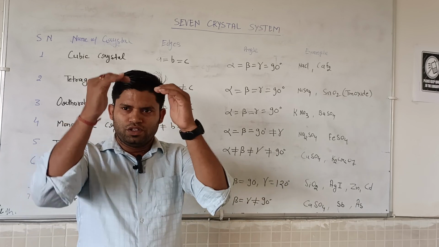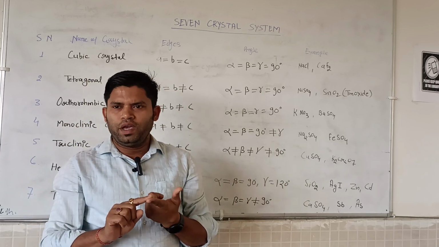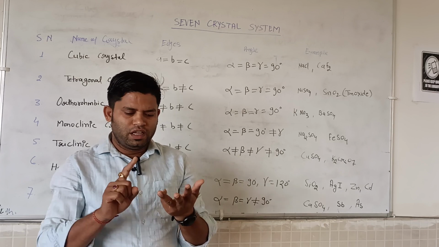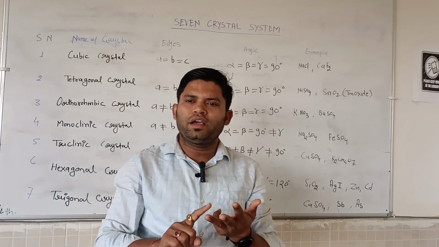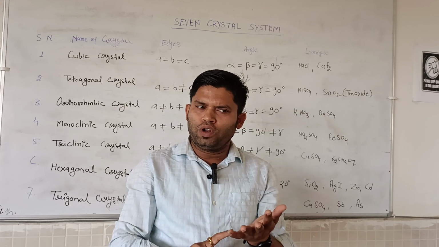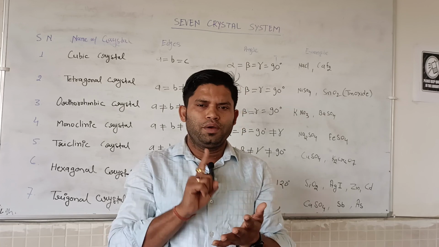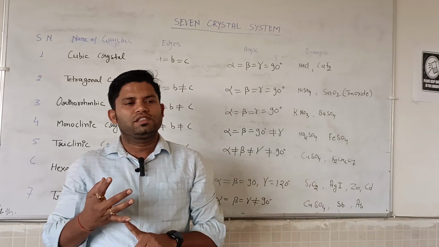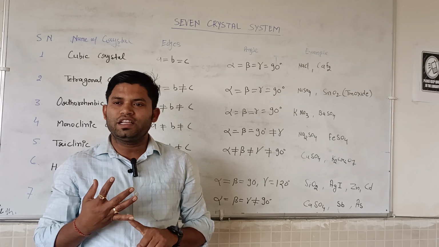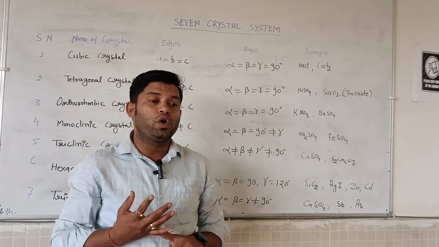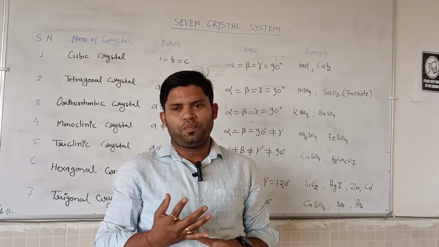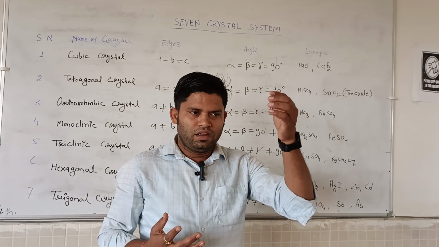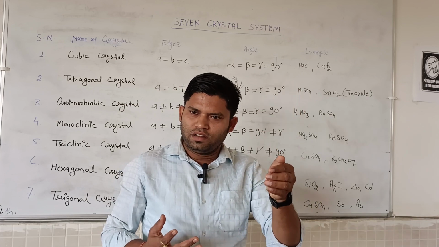Okay. Sequence: first, cubic crystal. Second, tetragonal crystal. Third, orthorhombic crystal. Fourth, monoclinic crystal. Fifth, triclinic crystal. Sixth, hexagonal crystal, and last, trigonal crystal. Are the names of the crystals remembered? Any doubt? Okay. Is the sequence clear?